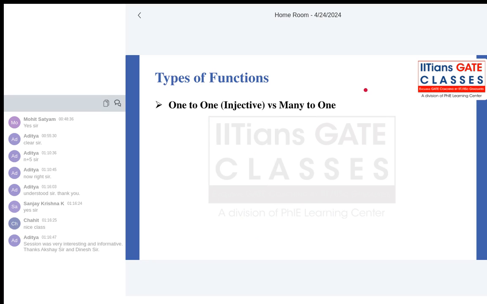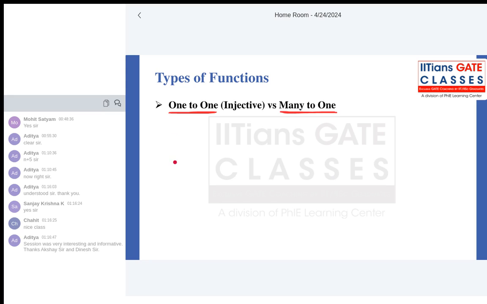Then there are various types of functions. Functions are a very broad category, and people try to distinguish them as per the significance. One of the ways to differentiate functions is this classification, which is one-to-one or many-to-one.